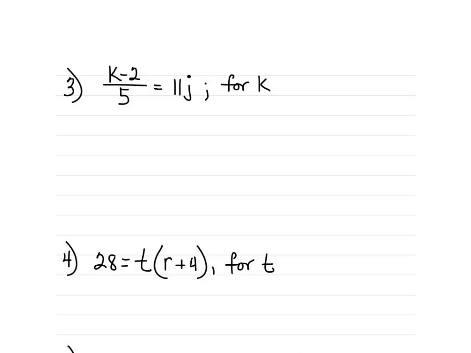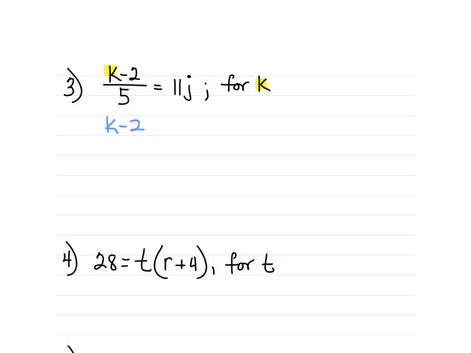Number 3. Please copy it down. K minus 2 divided by 5 is equal to 11J. And in this equation, we want to solve for K. So let me highlight K so that you see the variable we want to isolate. Notice with me that K is part of an expression that is in the numerator. So my first inverse operation is to get rid of that division bar and get rid of the 5 that's dividing the expression.